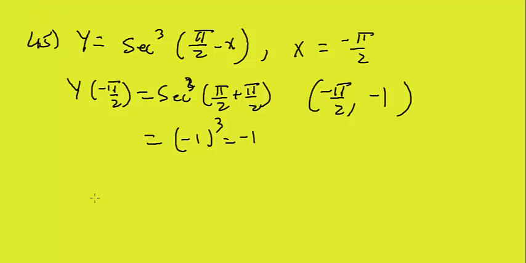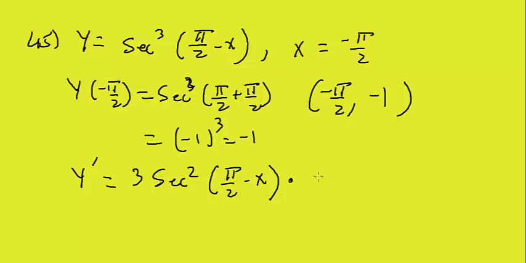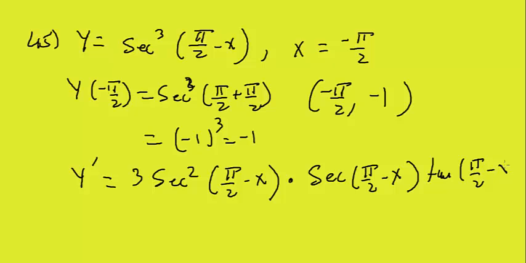Now I have to take the derivative. What rule do I apply? Chain rule. What's the outside function? 3. So 3 secant squared of pi over 2 minus x times, what's my next inside function? Secant. What's the derivative of secant? Secant tan. So it would be secant of pi over 2 minus x times tan of pi over 2 minus x. And the innermost function is negative 1, times negative 1.